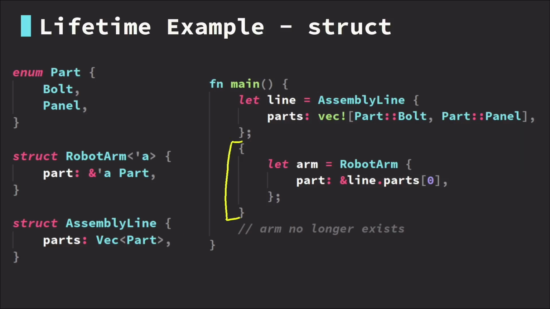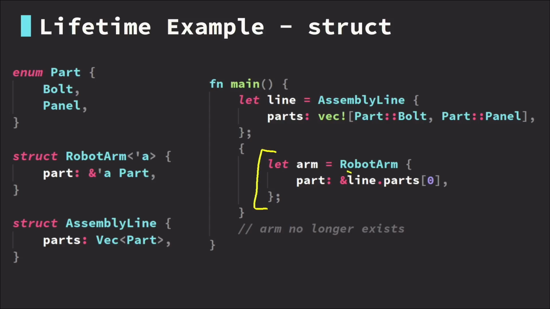We create a new scope here, and within the scope we have our robot arm, and it is borrowing the first part here, so it's borrowing a bolt. Since the robot arm is borrowing a part out of this vector here, we have to use the ampersand symbol to borrow it, and in addition, this robot arm structure has to have a lifetime annotation. In this case, we're using tick A as our lifetime annotation. The tick A is telling Rust that this part exists before the existence of this robot arm. Therefore, we're able to access it.